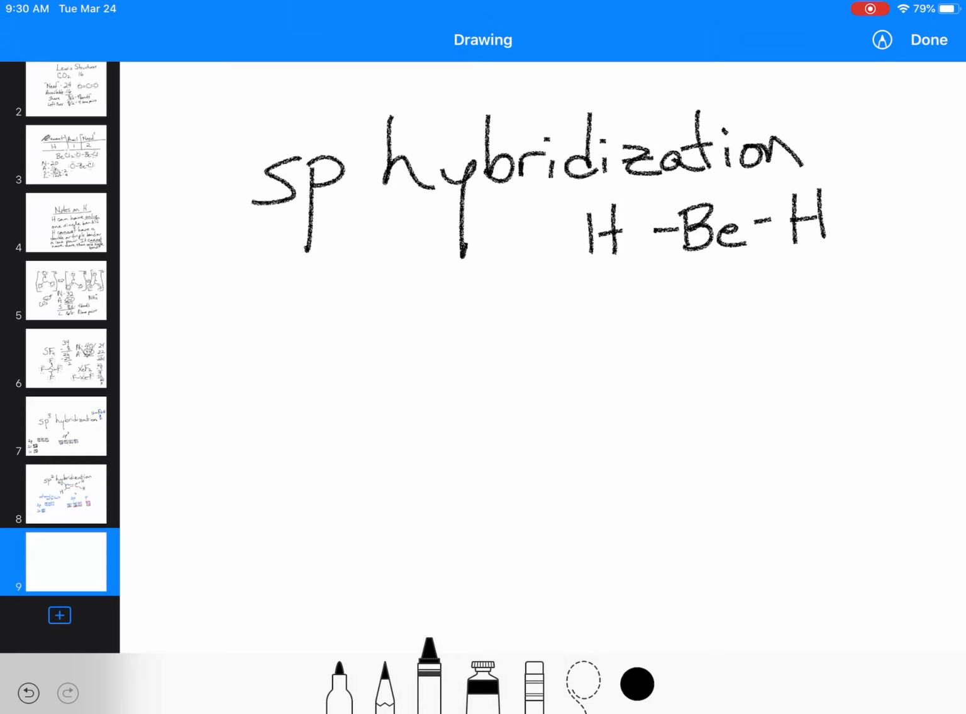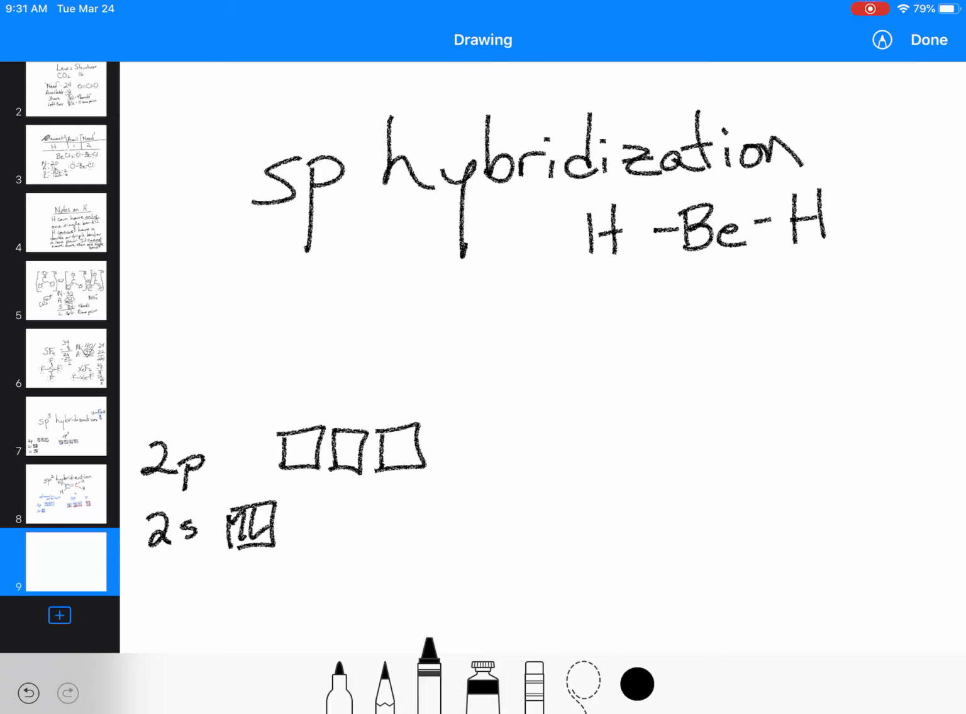Let's start by looking at the atomic orbitals for beryllium, and I'll just focus on the outer energy level orbitals. All it has is 2 electrons in that 2s orbital. In the atomic orbitals, it doesn't even need to use its p orbitals as a kind of home base for its electrons.